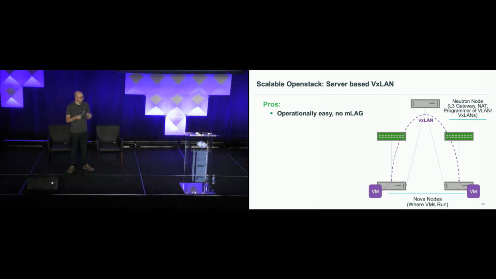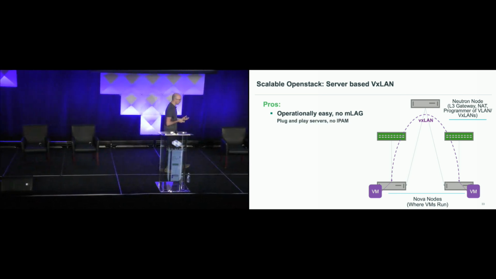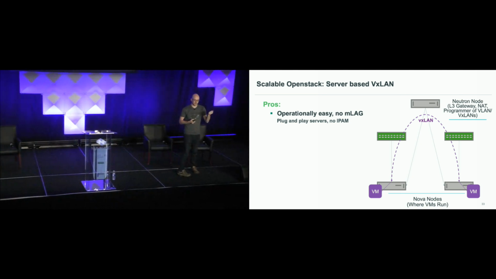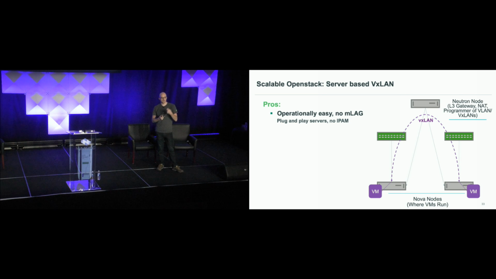Pros, it's super operationally easy. I never have to look at MLAG or VPC ever again. I get a super highly redundant, highly scalable network design. If I'm using free-range routing, I can actually use something called BGP unnumbered, so I can plug and play my servers. They all peer over IPv6 link locals and exchange v4 and v6 routes. So I don't have to assign an IP to every single interface on every single link, because that is awful. And so I can actually just plug a server in, it'll automatically become peers. I don't have to do a bunch of IPAM.